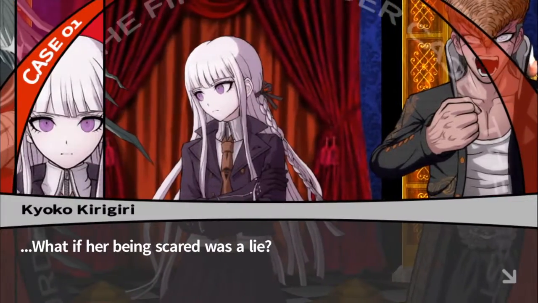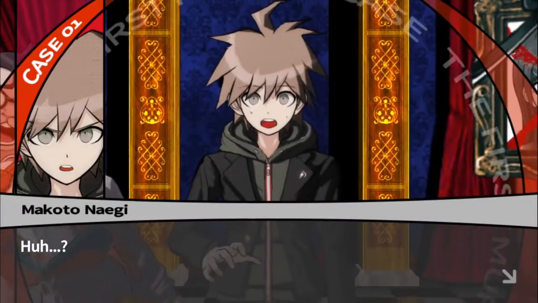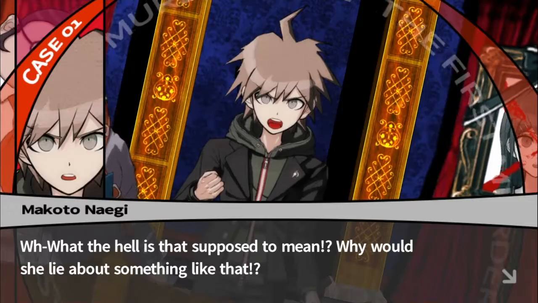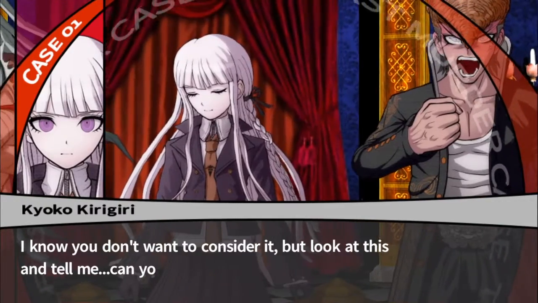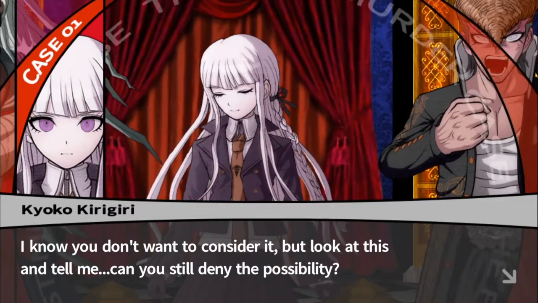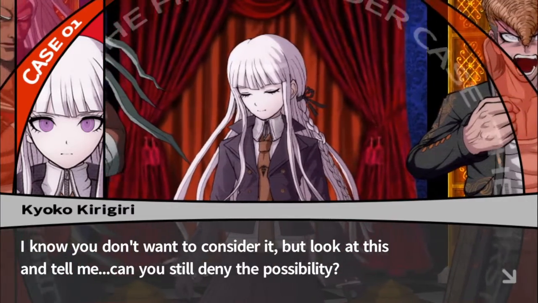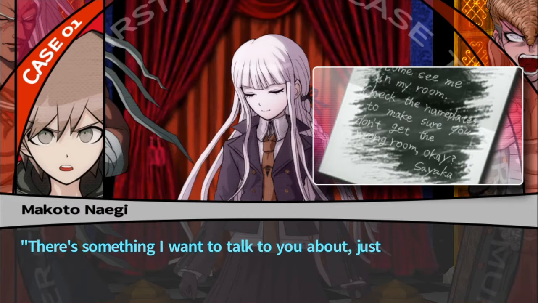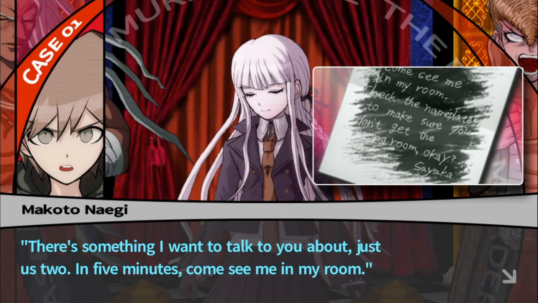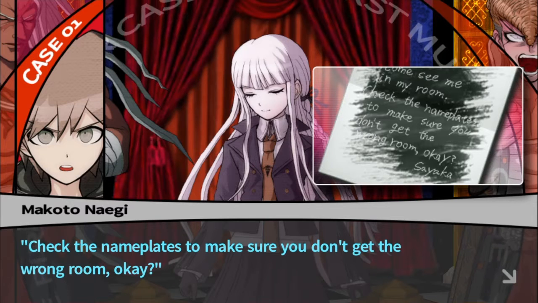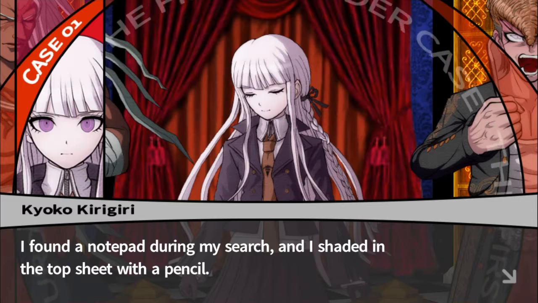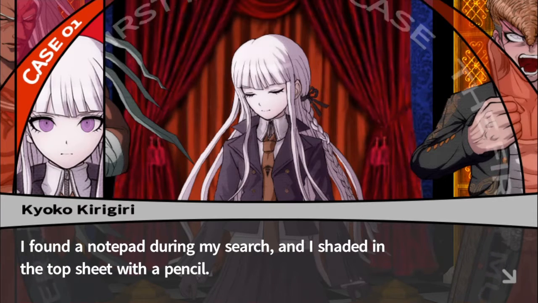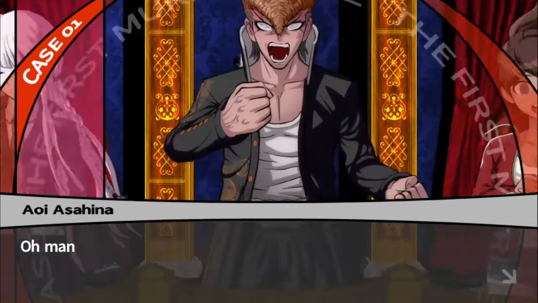What if her being scared was a lie? Huh? Well, what the hell is that supposed to mean? Why would she lie about something like that? I know you don't want to consider it, but look at this and tell me. Can you still deny the possibility? I found a notepad during my search, and I shaded in the top sheet with a pencil, and these are the words that appeared. Oh man!